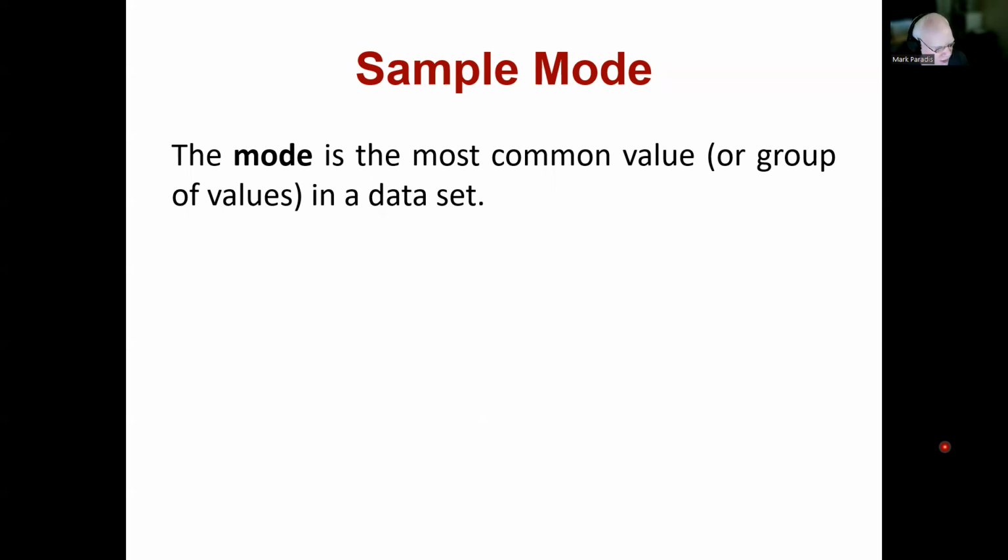in a data set. So say you have 15 scores and 3 people got 75, and none of the other scores were repeated more than twice, then 75 would be the mode. It's the one that is most common.